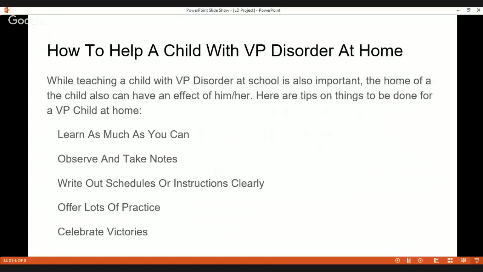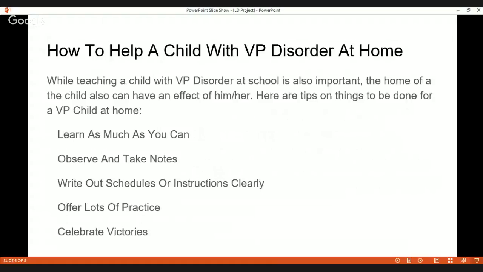While teaching a child with visual processing disorder at school is important, the home of the child can also have an effect on him or her. Here are tips on things to be done for a VP child at home. Learn as much as you can about visual processing disorder, things that you can do at home, things that would work in school, things that could complement what they do in school on a daily basis.